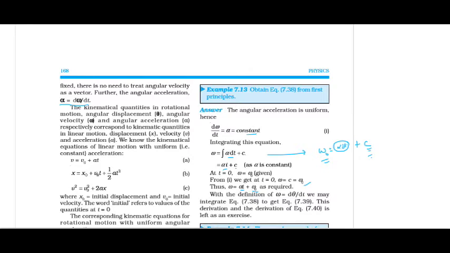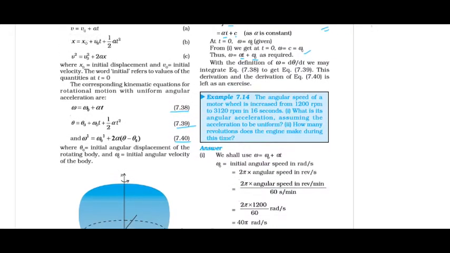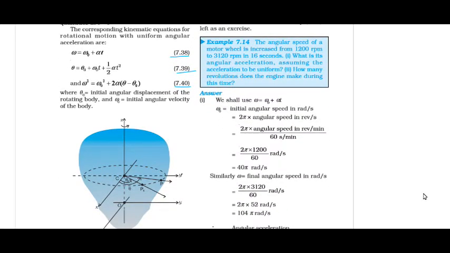So let us solve the next sum. The angular speed of a motor wheel is increased from 1200 rotations per minute (RPM is rotation per minute) to 3120 rotations per minute in 16 seconds. What is its angular acceleration, assuming the acceleration is to be uniform? Second, how many revolutions does the engine make during this time?